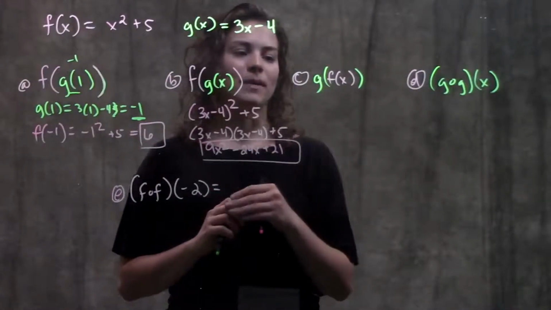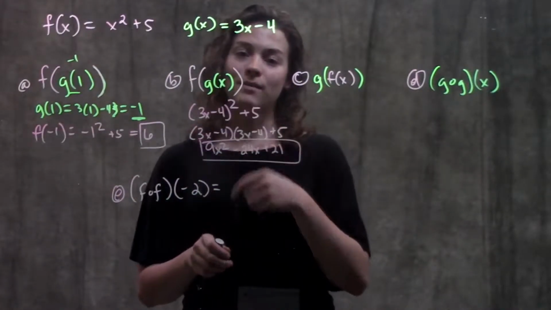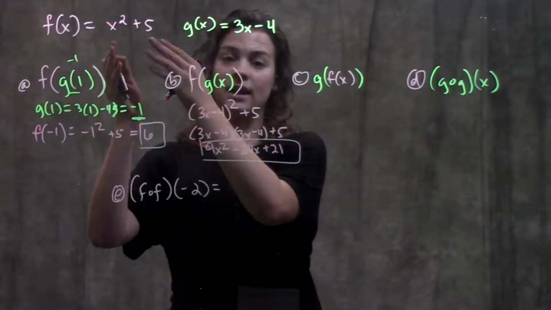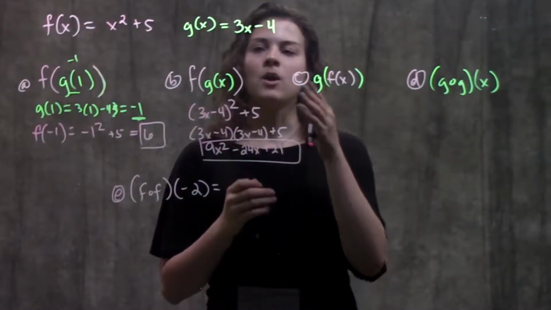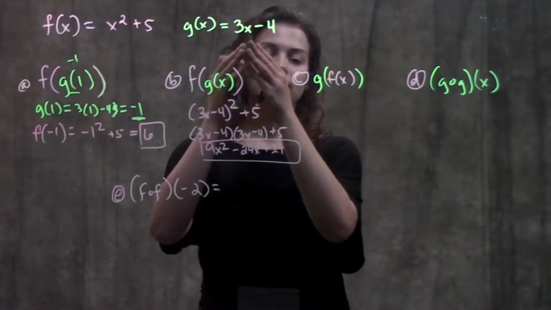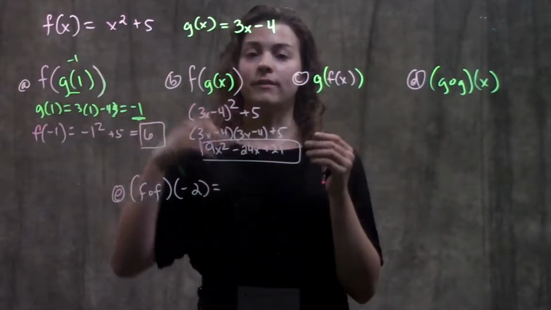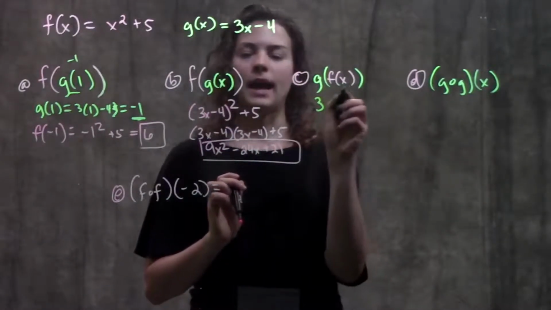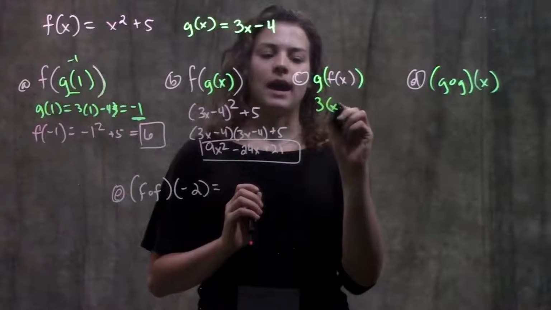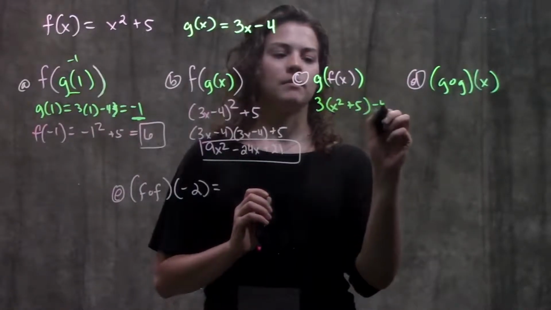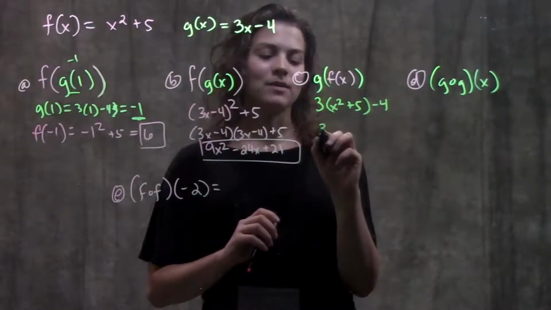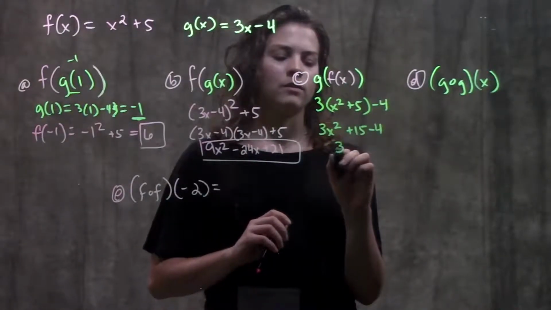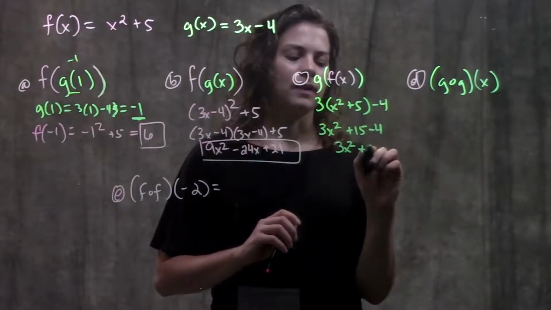All right, moving on to part C. It's just the reverse of what we did in part B. So instead of plugging in g of x wherever we see an x in f of x, we're doing the opposite. We have g of x, and wherever we see an x, we're going to plug in our function f of x. So now this becomes 3 times x, or in this case, x squared plus 5, minus 4. Simplifying this out, this becomes 3x squared plus 15 minus 4, or 3x squared plus 11.